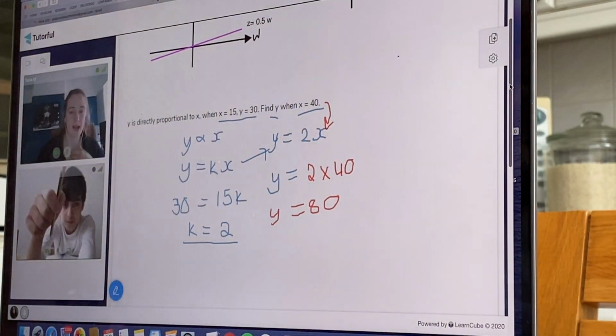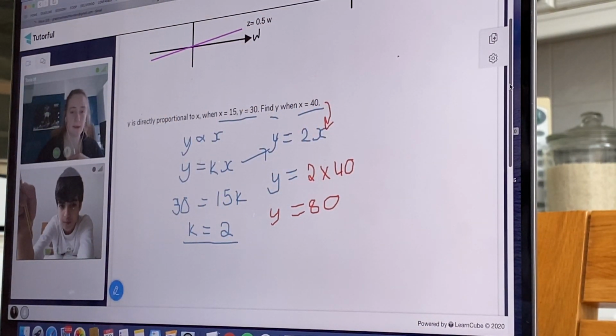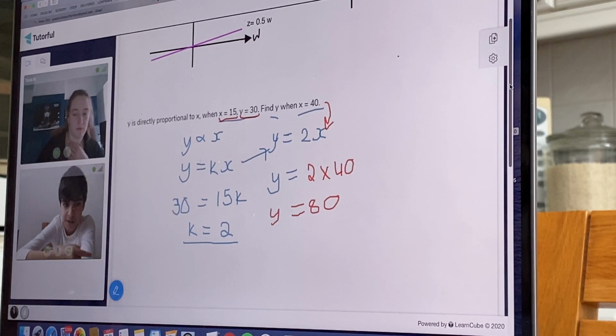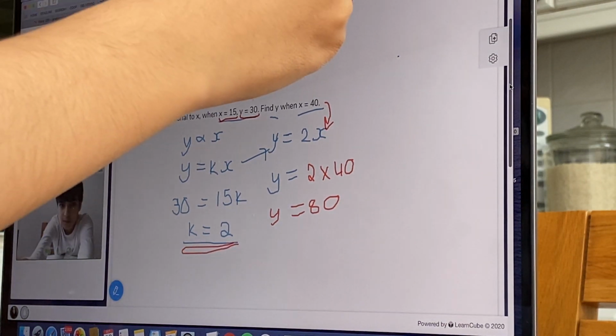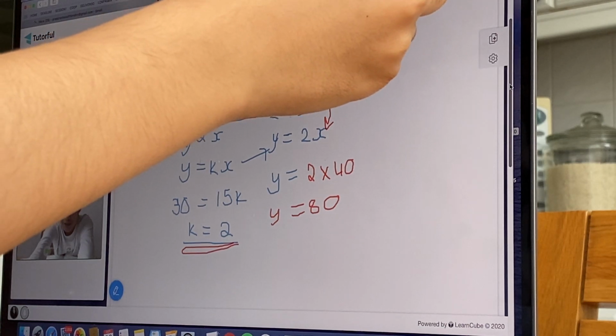Did you get the y and the x the right way around? X is 15 and y is 30. So then we get that k is 2, because k multiplied by 15 is 30.